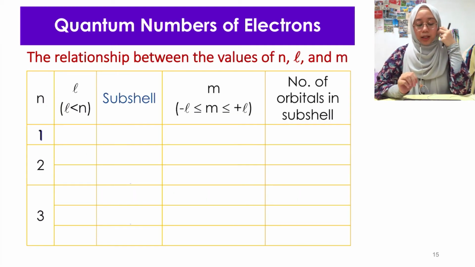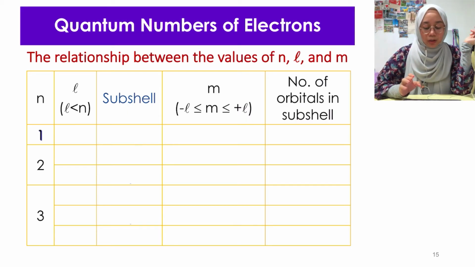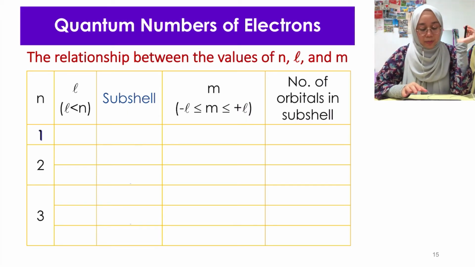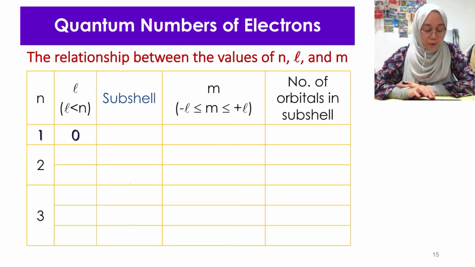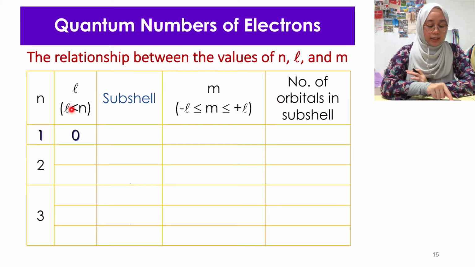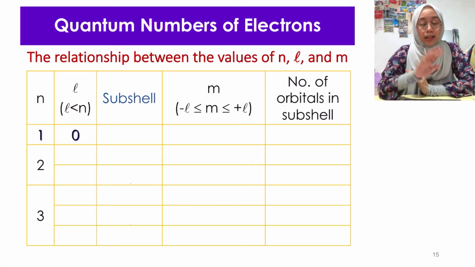Okay, so kita nak tengoklah apa relationship between the values of N, L and M. So basically, if N equals to 1, so L dia adalah 0. Keep in your mind, okay, ada hint kat sini, the value of L will always be lower than N. Dia tak possible untuk equals to N. Okay, so it will always be lower. So apa subshell dia? Subshell dia would be 1s.